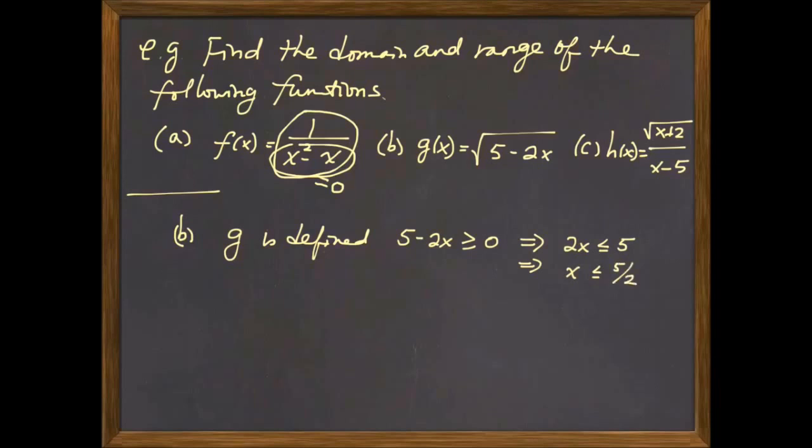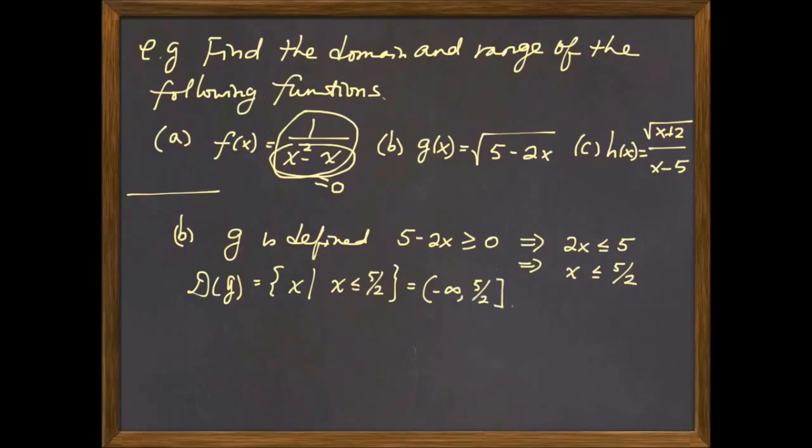So we can write the domain for the function g to be the set of all x values such that x is less than or equal to 5/2. And in interval notation, I write this as negative infinity all the way to 5 over 2, inclusive.